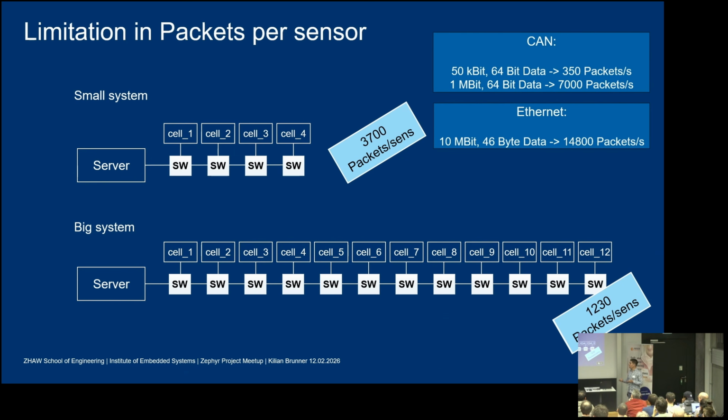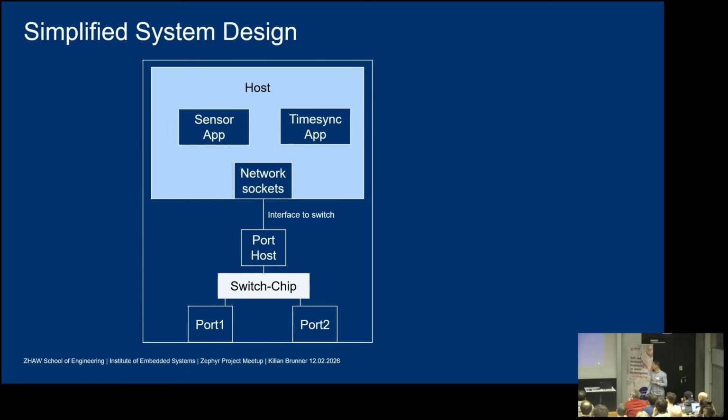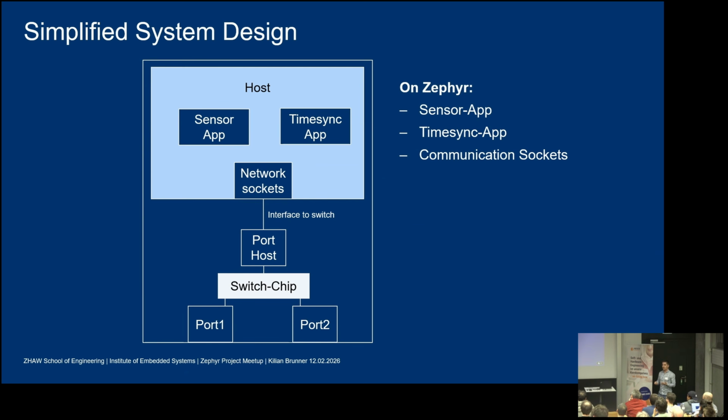Now, how would a sensor cell in such a daisy chain look like? The simplest way is drawn here. We have a host processor, we have a switch chip, and an interface in between. So on the host system, we would like to have Zephyr. We would like to have a sensor application that may speak with SPI, with an ADC or whatever. We have a time synchronization application, and we have some communication sockets.